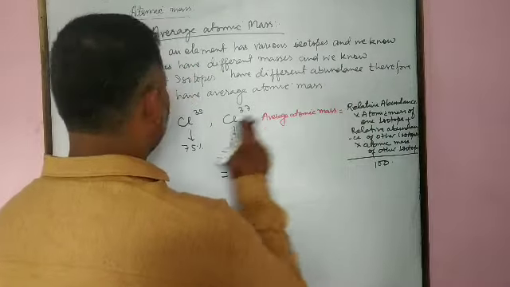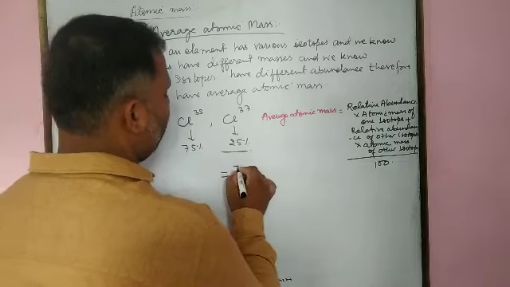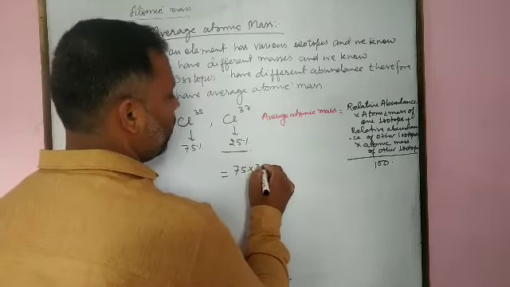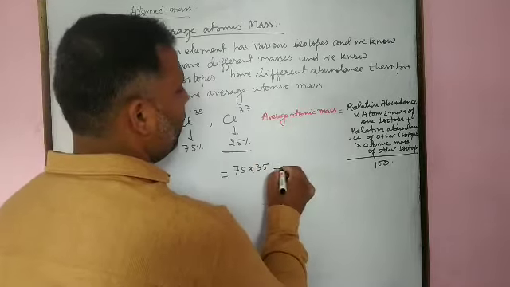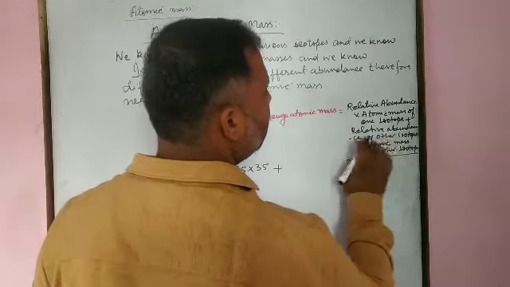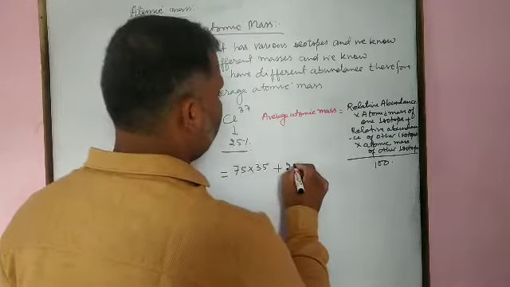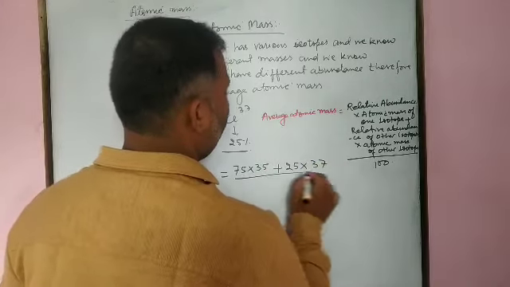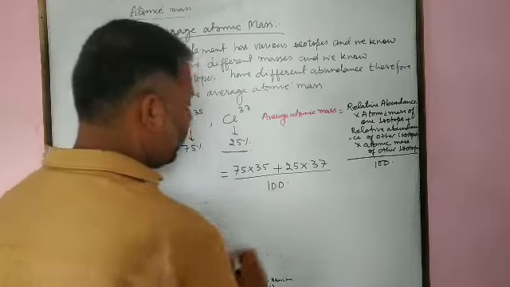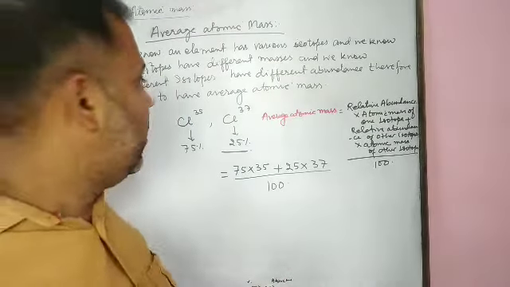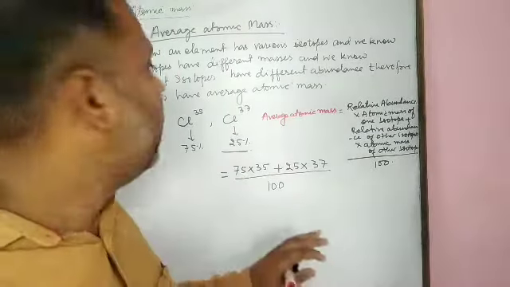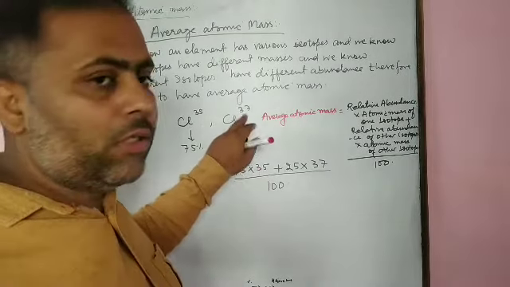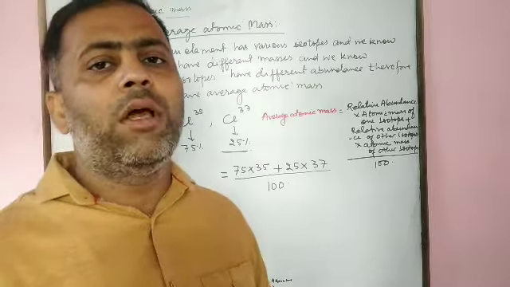What I have done here, relative abundance, let us see it here. What is the relative abundance of chlorine 35? That is 75. Then what is its mass? That is 35. Plus relative abundance of other isotopes is 25. What is its mass? 37. Divided by 100. Simply we can understand, if there are 100 atoms and 75 atoms of 35 are there and 25 atoms of 37 are there, then we can simply calculate the average.